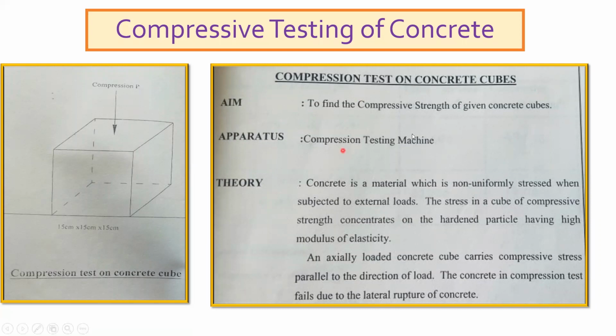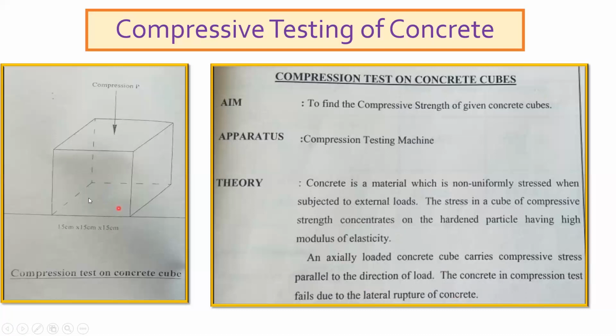Apparatus, we require a compressive testing machine, the molds, and other things, which we'll see. Coming to the theory, concrete is a material which is non-uniformly stressed when subjected to external loads. The stress in a cube under compression concentrates on the hardened particles having high modulus of elasticity. So the axially loaded concrete cube carries a compressive stress parallel to the direction of the load. Axially in the sense you're applying a force from here and also from here, so in one direction you're axially adding a force. The concrete in the compression test fails due to the lateral rupture of the concrete.